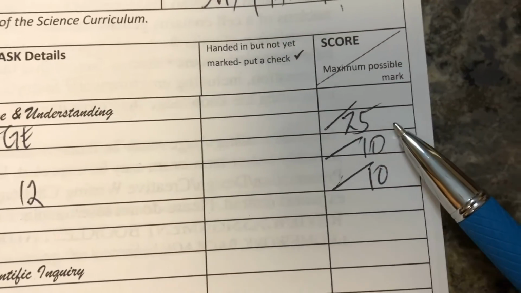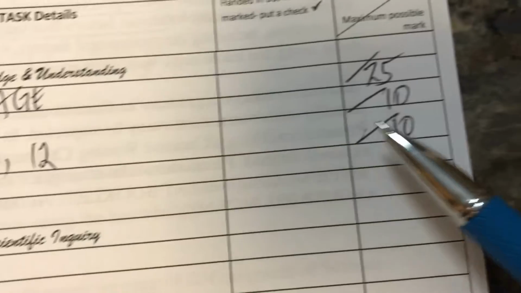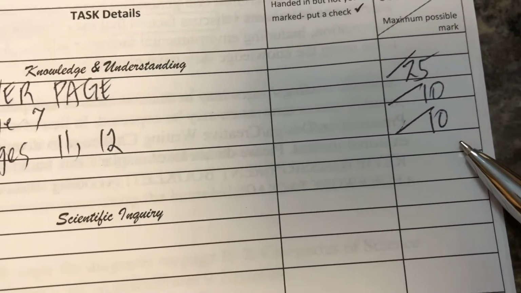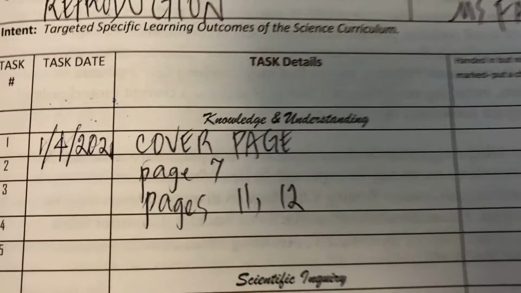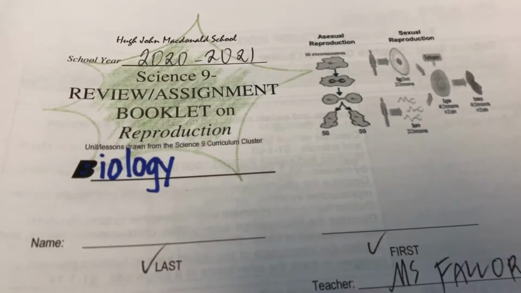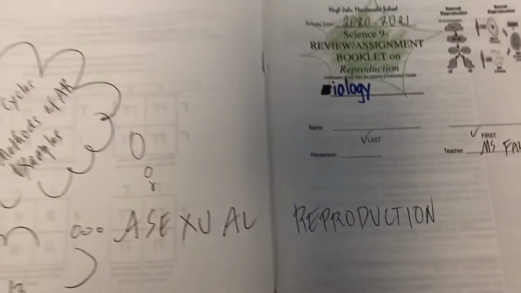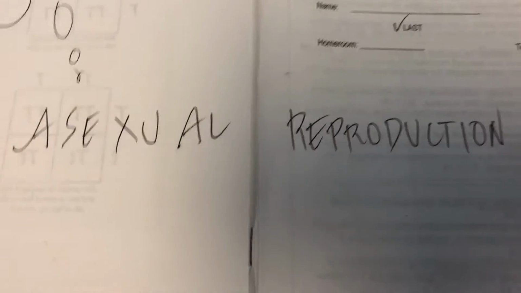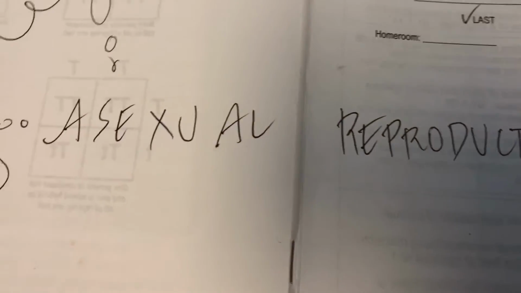So we have here the cover page. That's worth 25 marks. Page 7, that would be 10 marks. Pages 11 and 12, another 10 marks. So this is for the first week. You might ask, what do we do with the cover page? Open your booklet, make a spread of it, and I want you to draw anything about asexual reproduction.